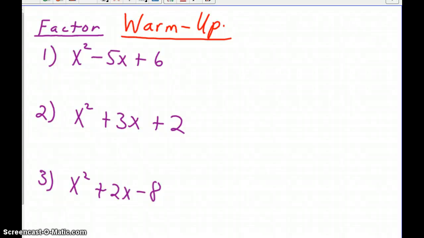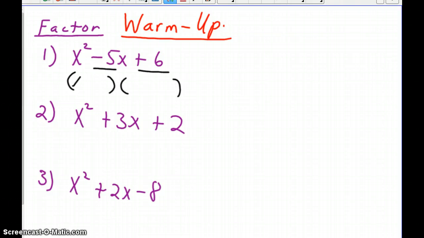Okay, so when you factor, what you say to yourself is this. What two things multiplied give me positive 6, but added give me negative 5? And so what's the answer to that? Okay, x minus 3 and x minus 2 is right. Very good. All right, there's the answer to that.